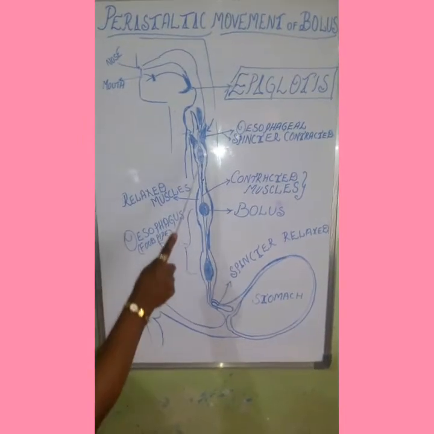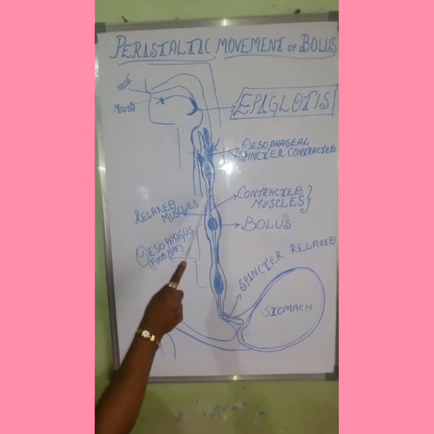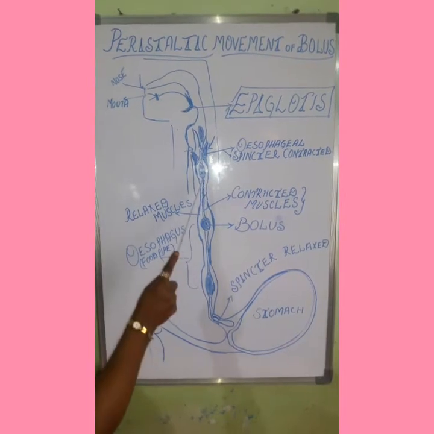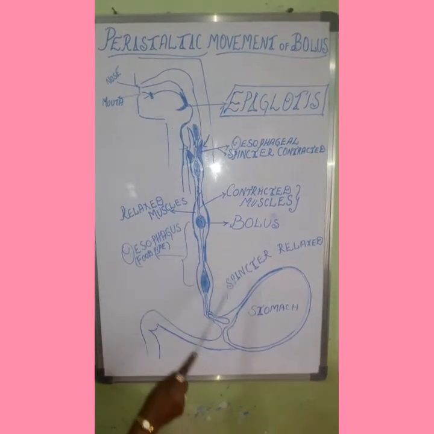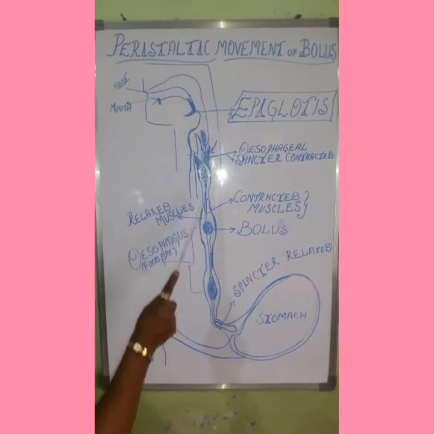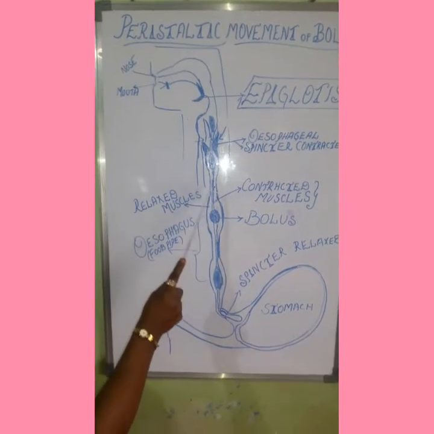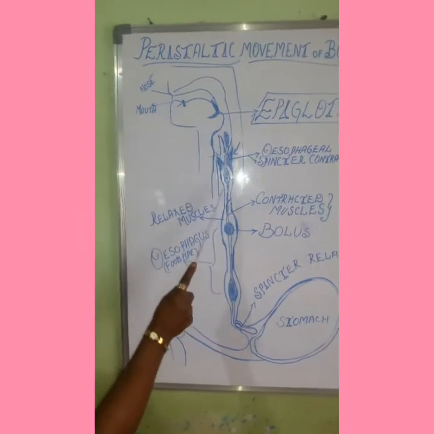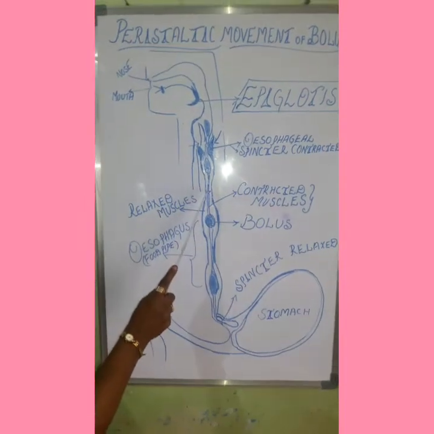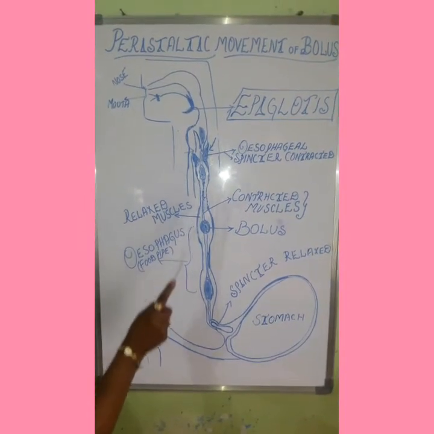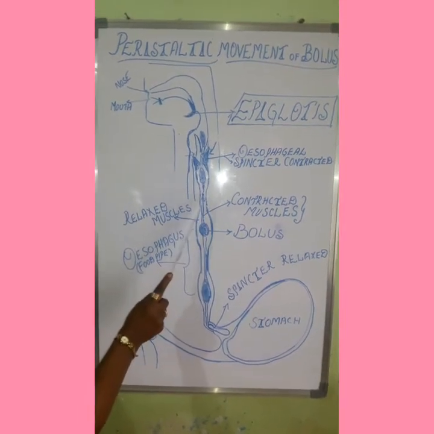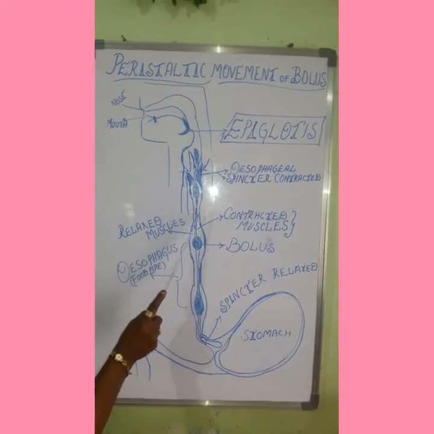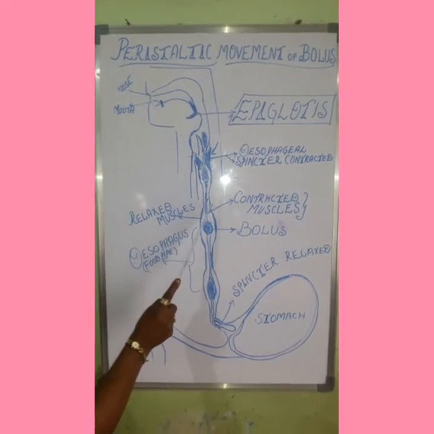Now let us see what are the different types of muscles present in the esophagus which enable the food to move easily into the stomach. Now let us see the different types of muscles present in the walls of this esophagus. The esophagus is made up of two different types of muscles.